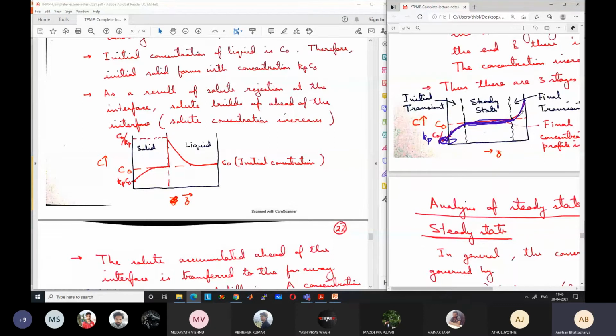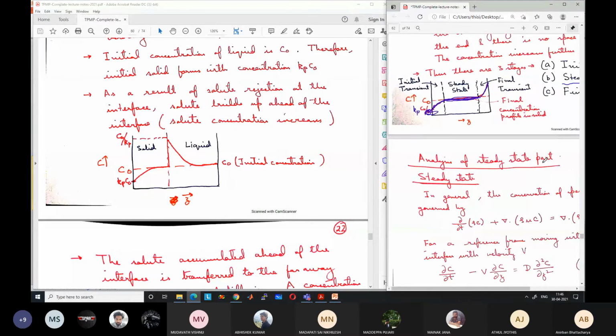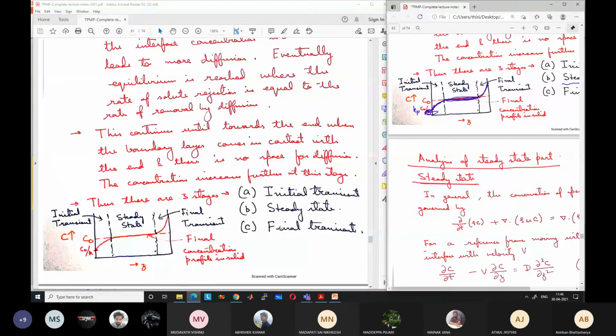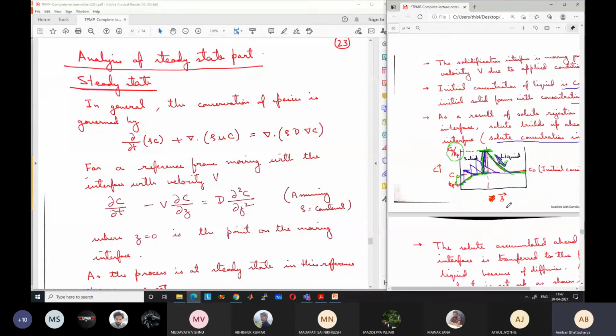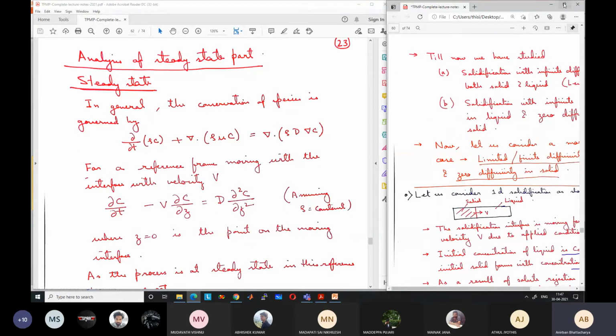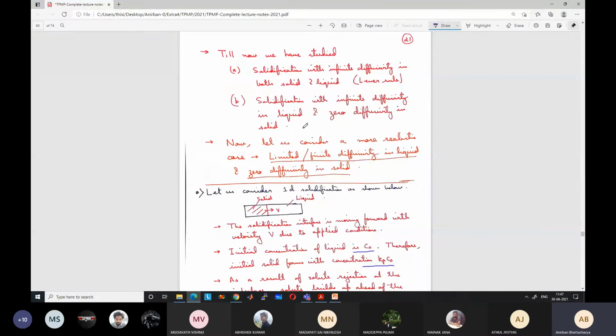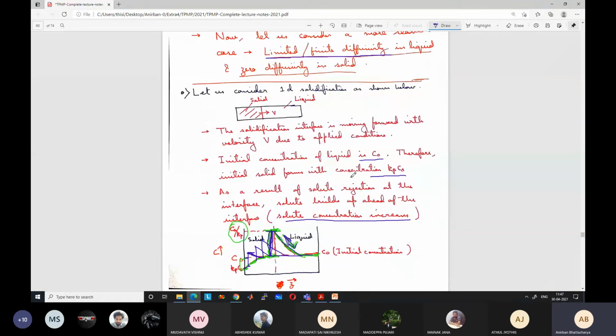Sir, why is there a change in concentration in the liquid phase? Isn't the diffusion good enough? No, that's the entire point of this assumption: there is limited diffusivity in the liquid. Because of limited diffusivity, it's like limited thermal conductivity, not infinite thermal conductivity. Similarly, with limited diffusivity, it takes a certain time for the solute to go from this point to the faraway liquid.